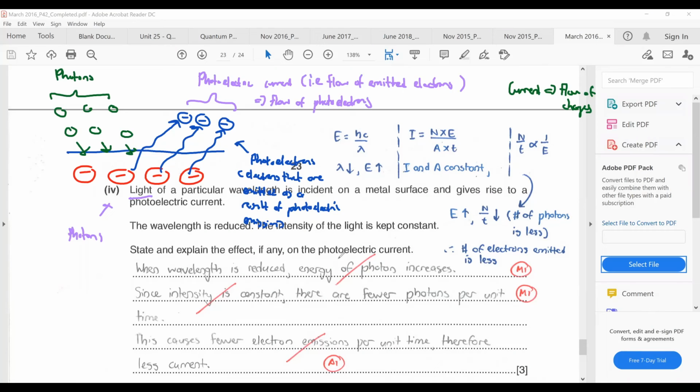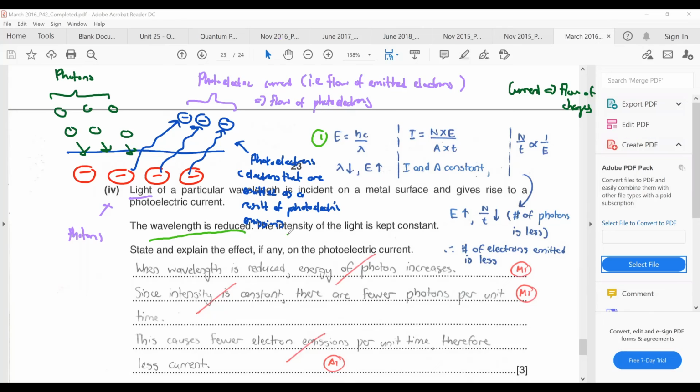Okay. They told you specifically that your wavelength is reduced. Here they tell you your wavelength is reduced. From this equation, you'll be able to see that if wavelength is reduced, energy of your photon increases. This is the first relation that you can see here.